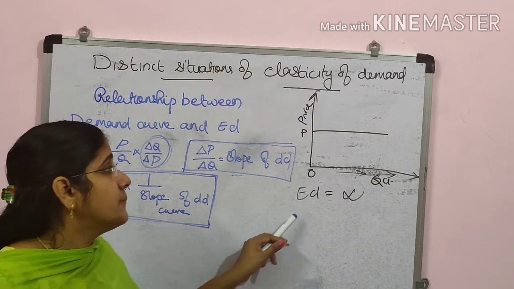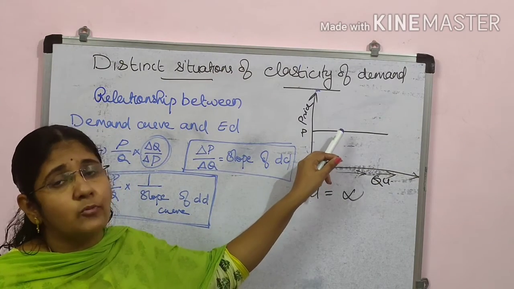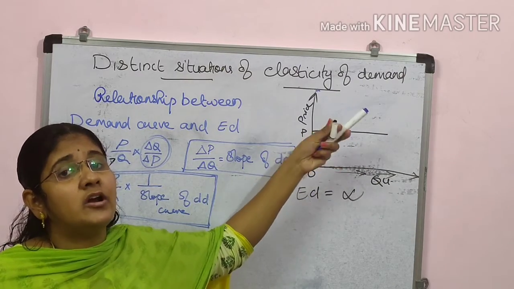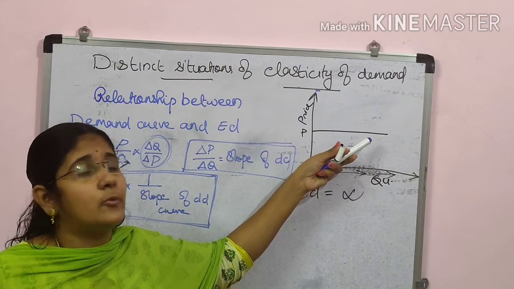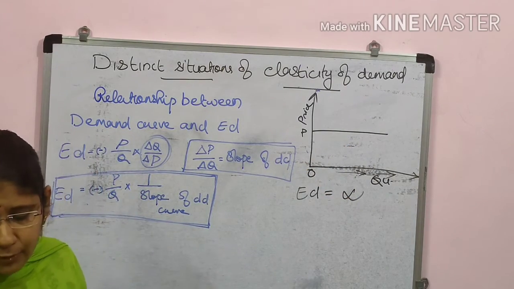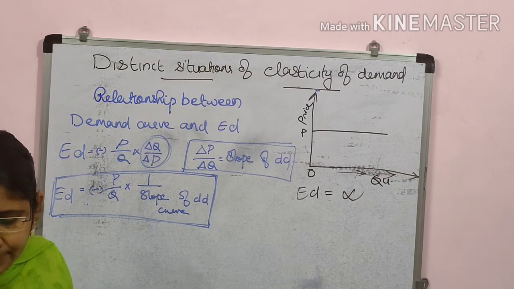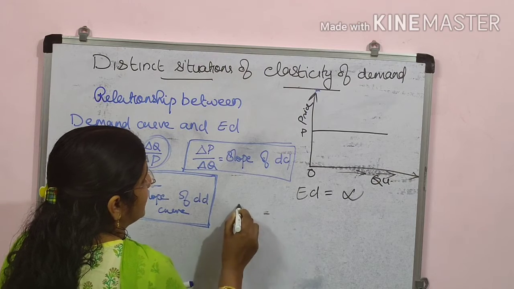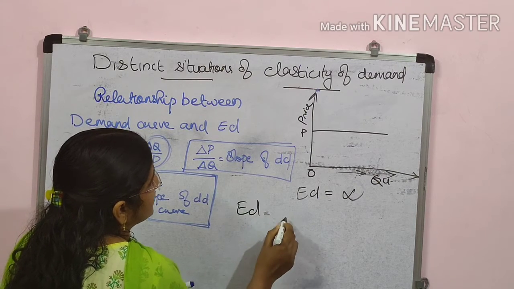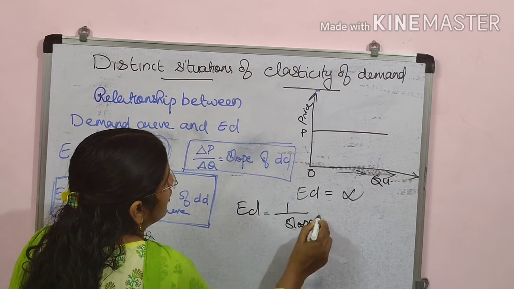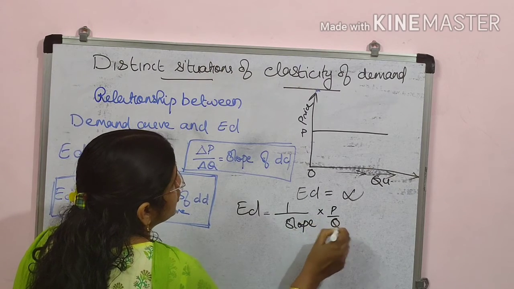Why? Because a small change, especially a small increase in the price of the commodity, will influence the demand for the commodity. So for calculating the elasticity of demand, we can write elasticity of demand is equal to 1 upon the slope, and P by Q.